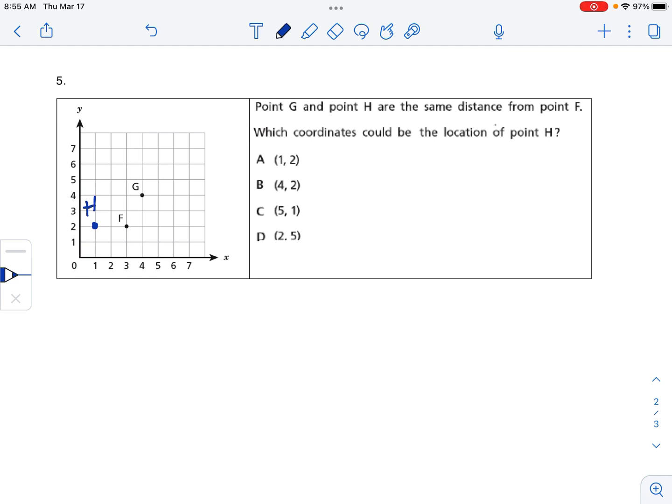point H and F would be 2 units, and F to G is more than 2 units, right? This diagonal has a longer distance than the horizontal line. So A is not an option. They don't have the same distance. All right, 4, 2: 4 to the right and 2 up. All right, this has a distance of 1. F to G has a distance.